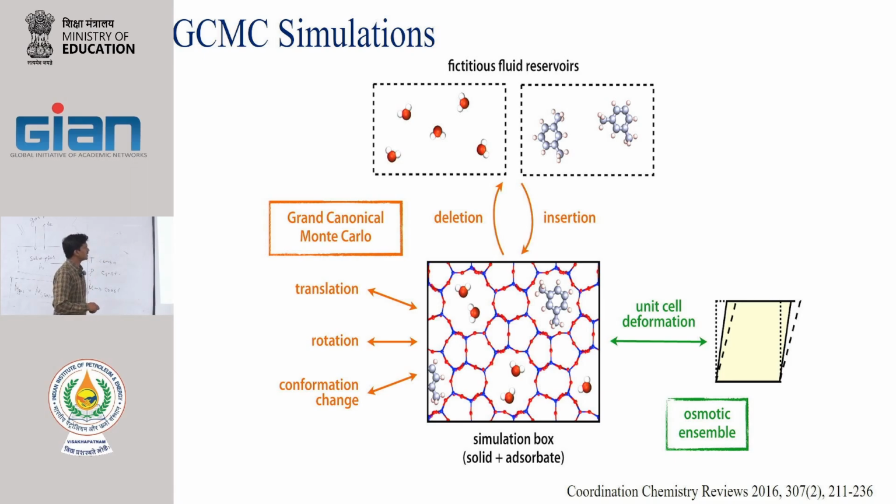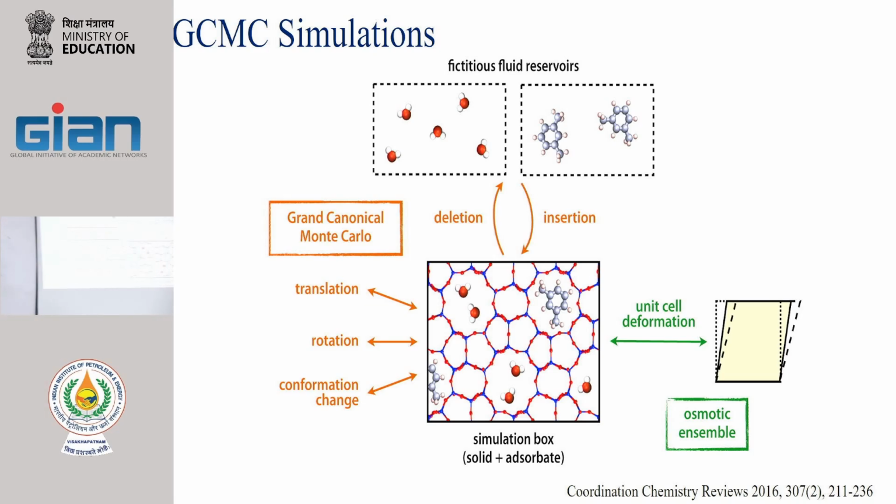And two other things we also do. One is the translation. Translation is nothing but whenever a gas molecule is here, we not only insert and delete, we also try to move it, translate it and see, because whenever we do the translation moves, the energy changes and therefore the chemical potential. So we will try to see how it affects. The other one is rotation. What we do is take a center of mass and rotate the molecule.